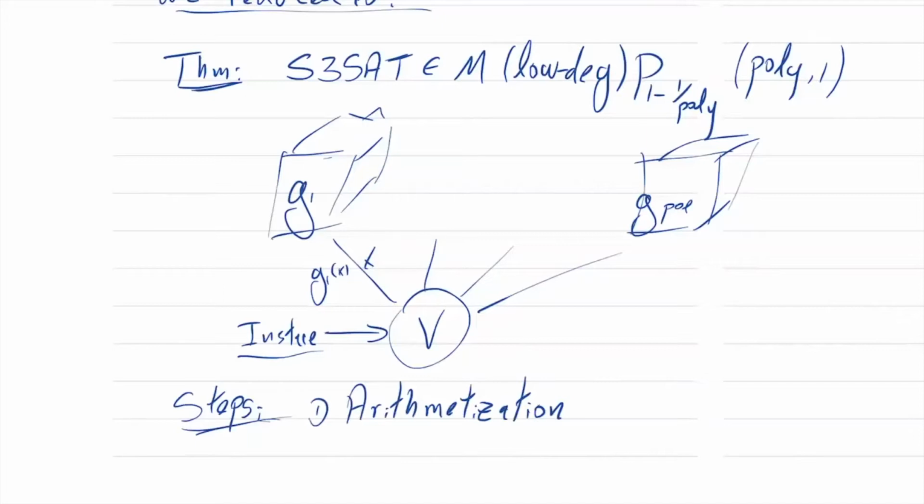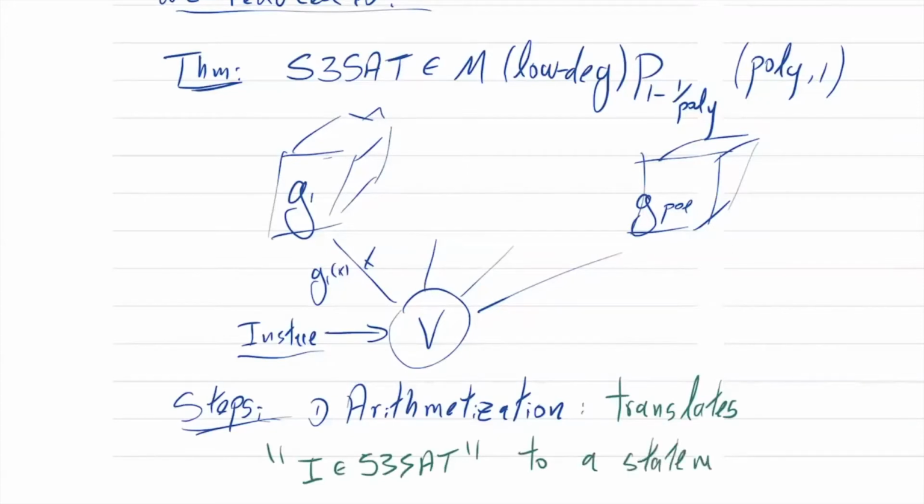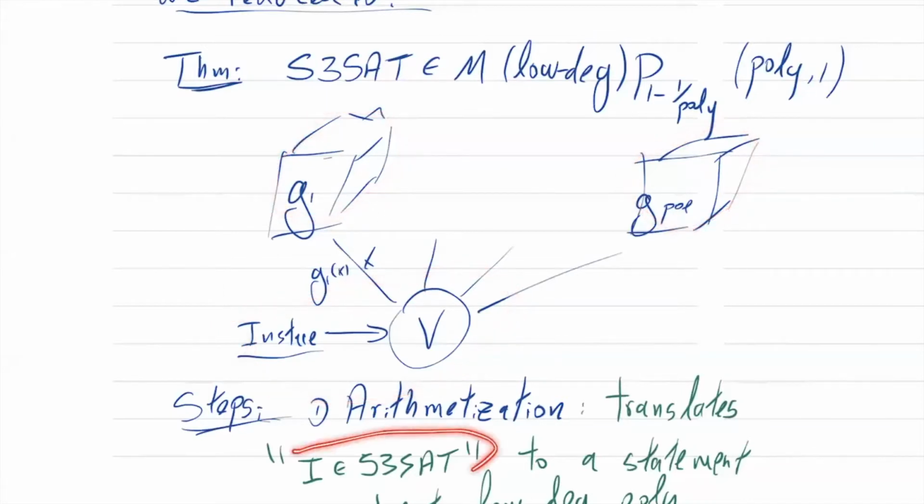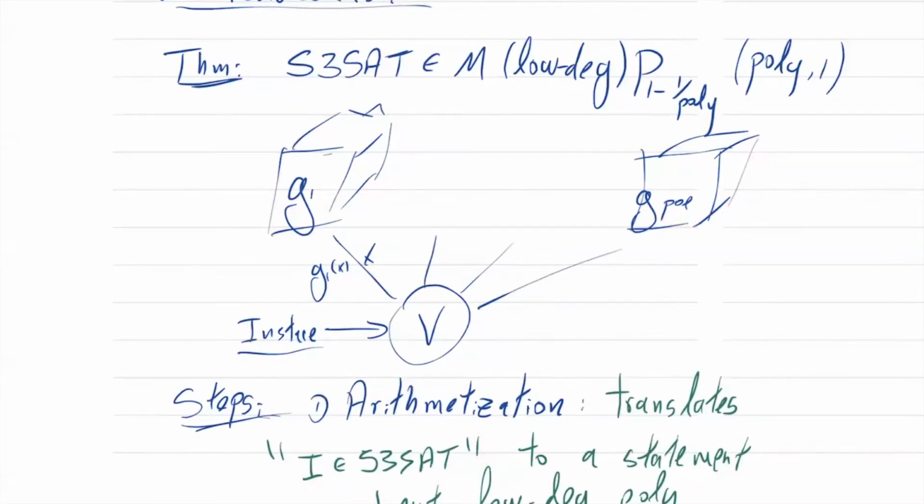So arithmetization translates the claim that the instance belongs to succinct 3-sat to a statement about low degree polynomials. It makes sense that this would be a step towards our goal, because we want to verify something using polynomials. So it's easier if the claim itself is translated into a claim about polynomials. So that's the first step.